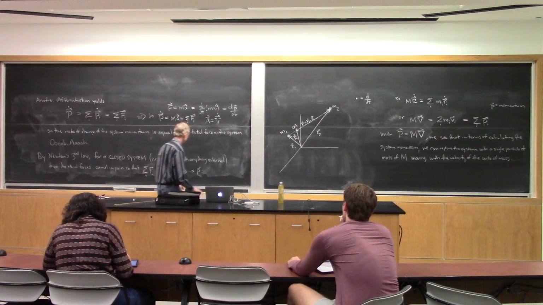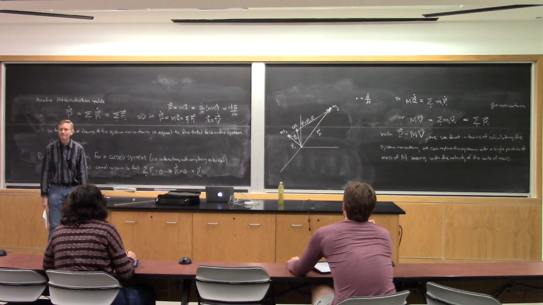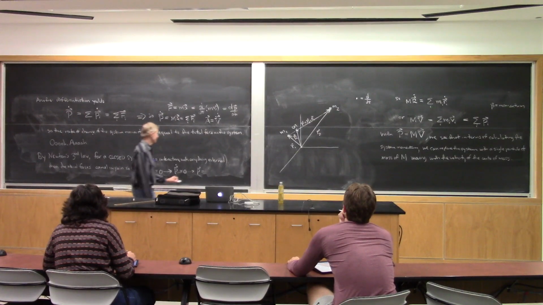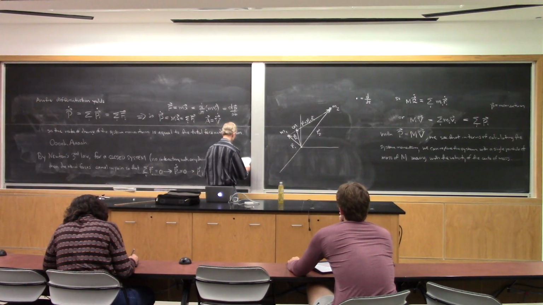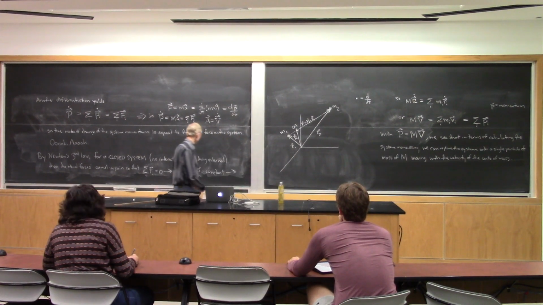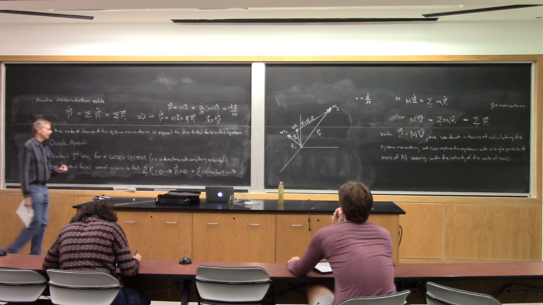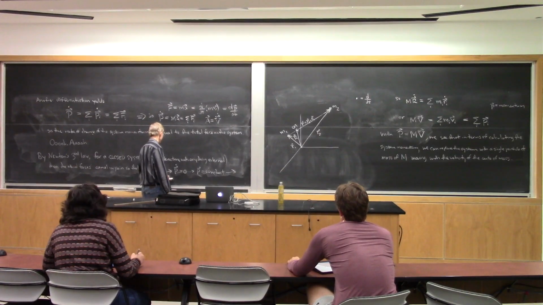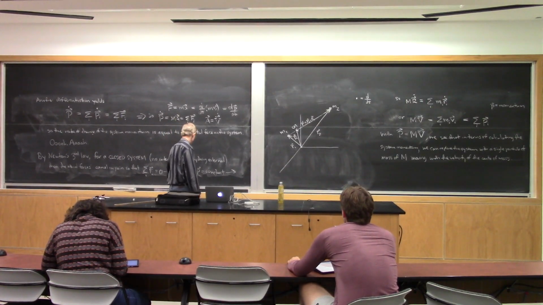So if P dot is 0, P itself is constant. Or in other words, the center of mass moves in a straight line at constant speed.